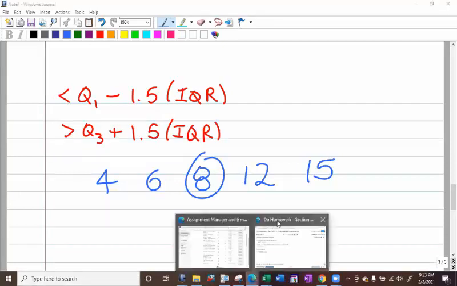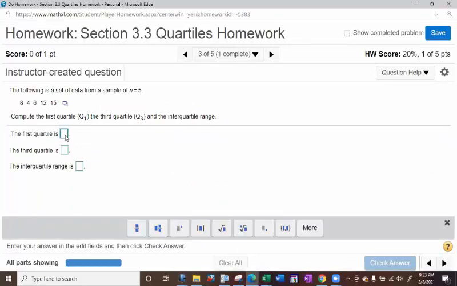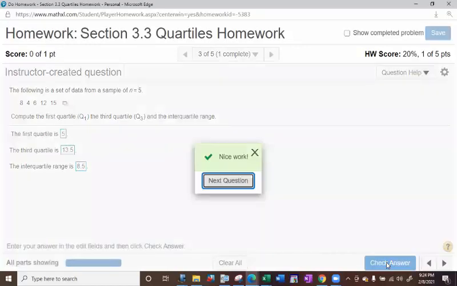Even though I don't like 5 numbers, I think it's going to be okay. So that should be 5. This will be 13.5. So that should be 8.5. Beautiful.